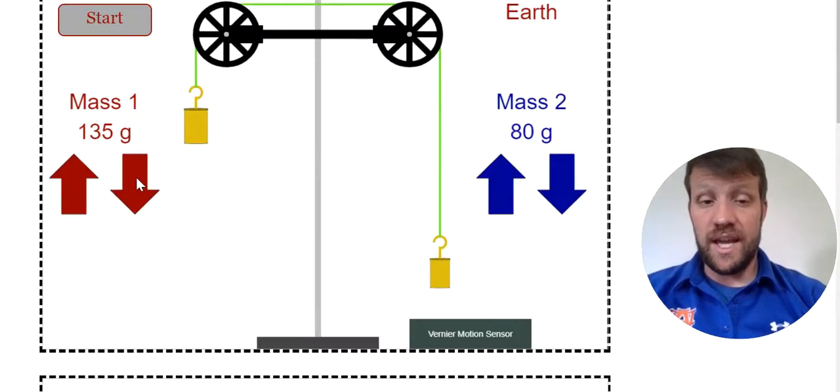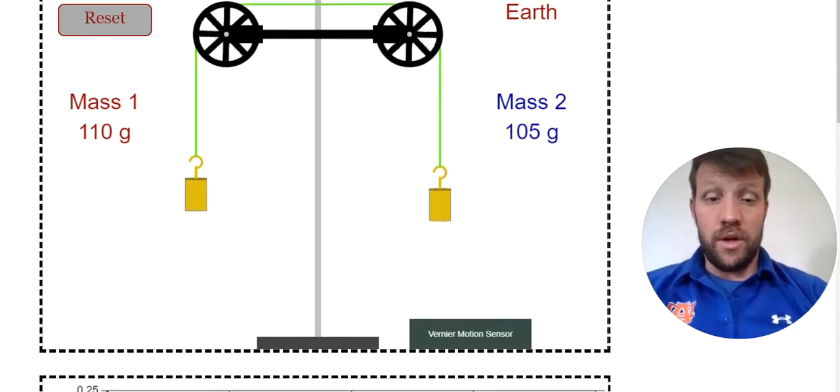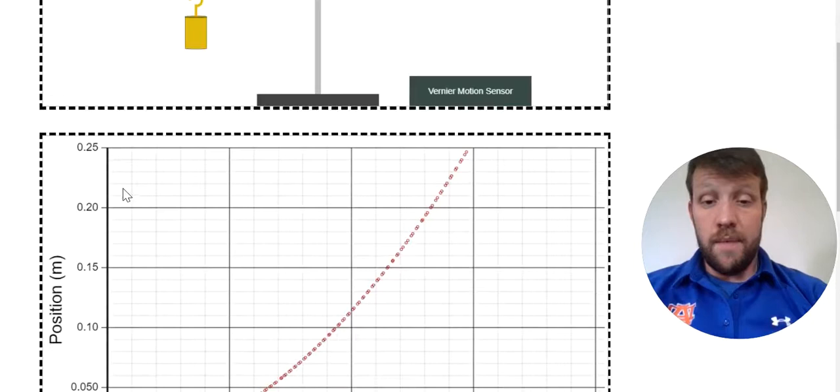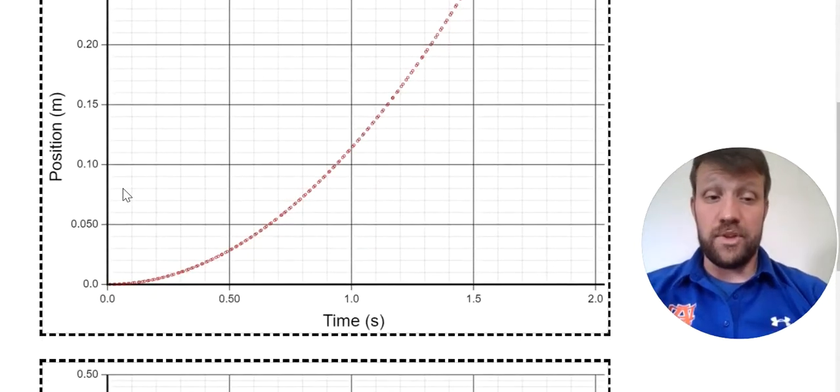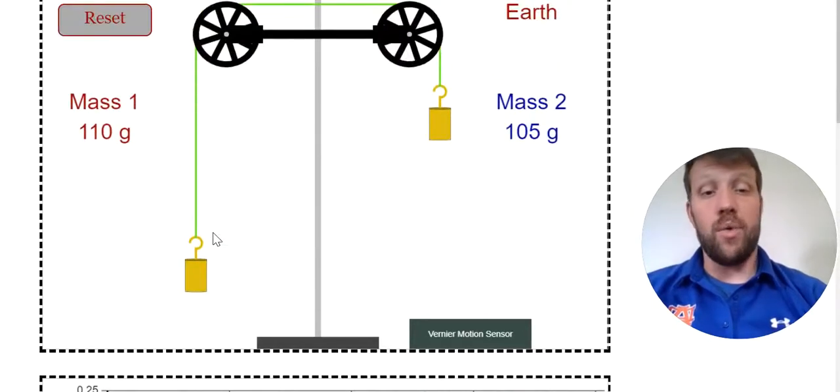Well, if I reset again, and I put these much closer to each other again, we should end up with motion that's slower, still an acceleration happening there, but we have a curve much less steep. The position changed, there was still an acceleration shown by the curve here, and we see that there was still some velocity, but it just didn't happen quite as much.